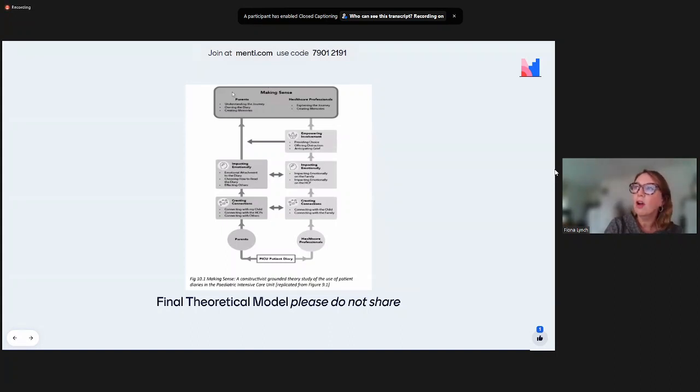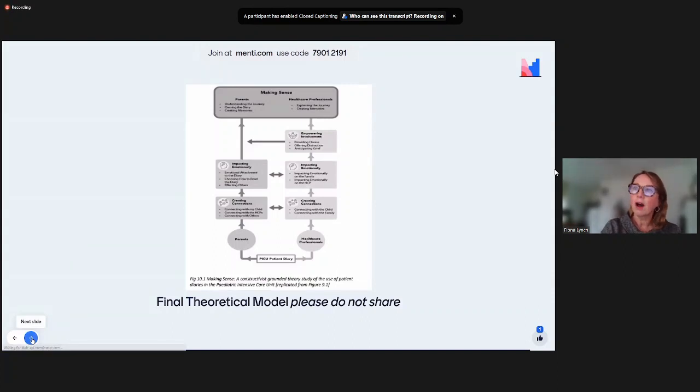And the overall final core category that came from this study was around this concept about making sense, and how the diary was used in this setting to help parents understand the journey. It allowed healthcare professionals to explain the journey and created those memories as well.